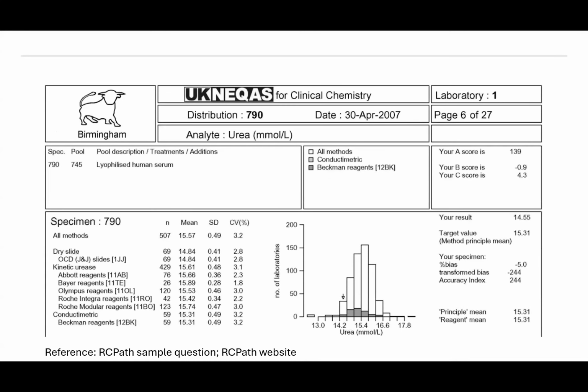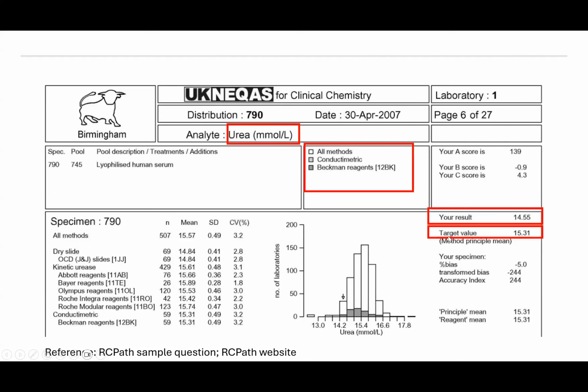And this is an example from the RCPath website that you can look from a previous old question. And it's just helpful to look at an actual report, and you'll get what your analyte was that you tested, what the methods were, and your method here was Beckman reagents. Again, it tells you what the type of specimen that you were testing was. So here, human serum. And then it gives you what result you gave, what the target value was, and that's based on the method mean.